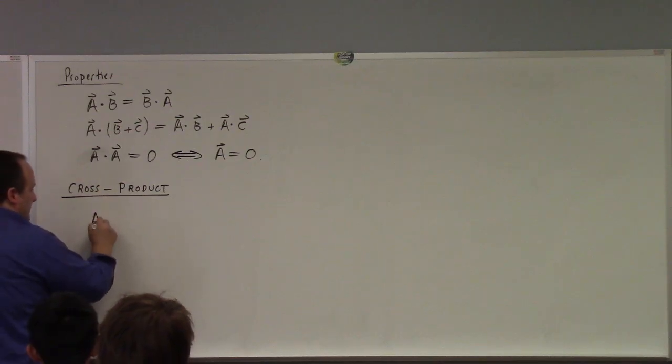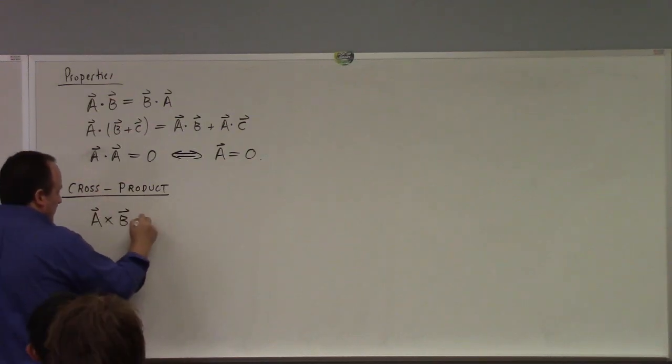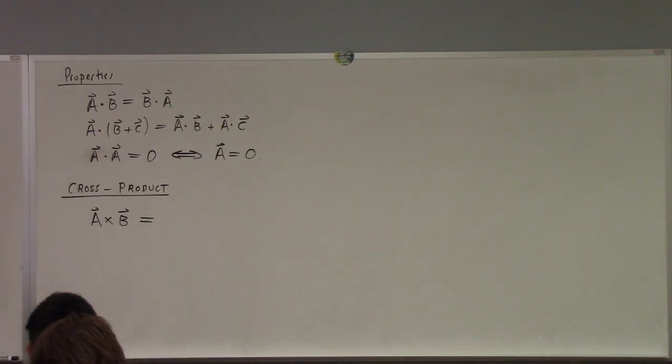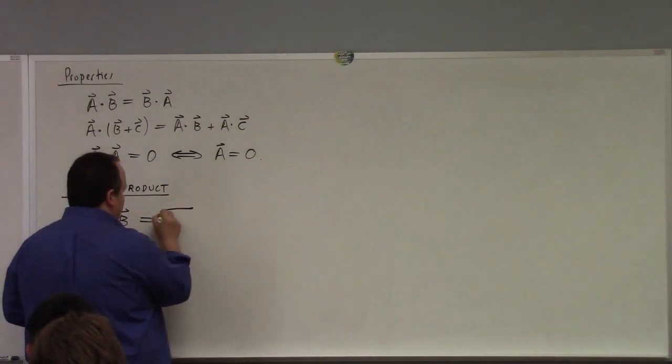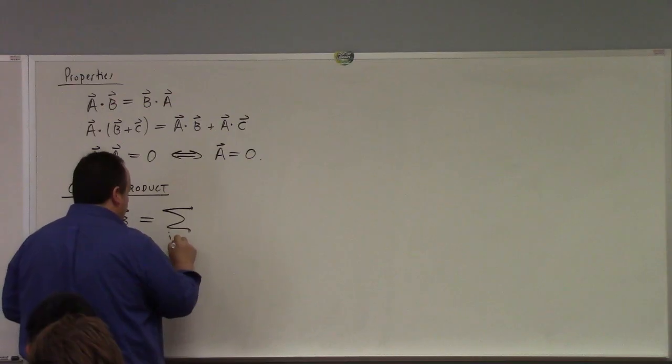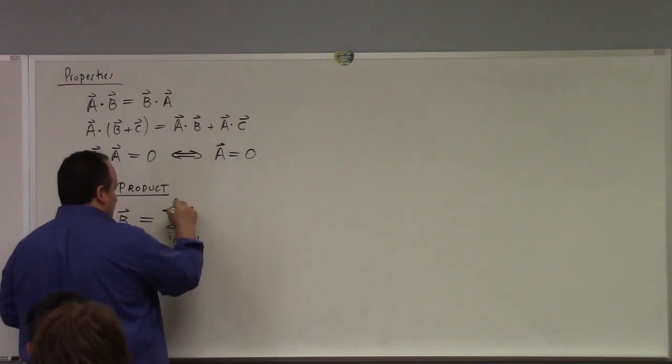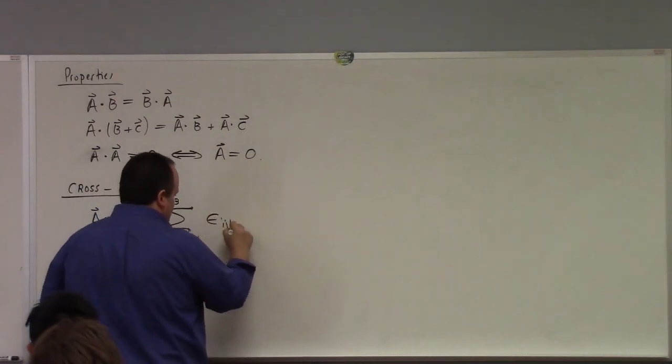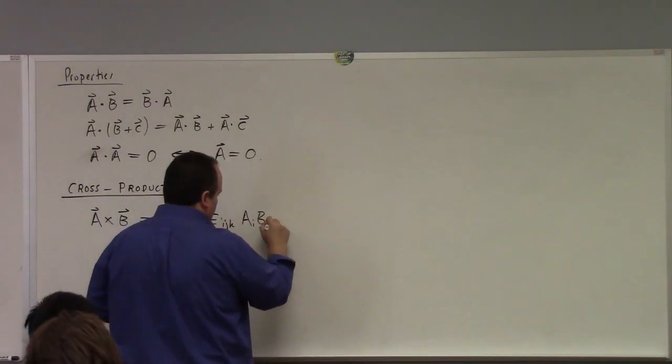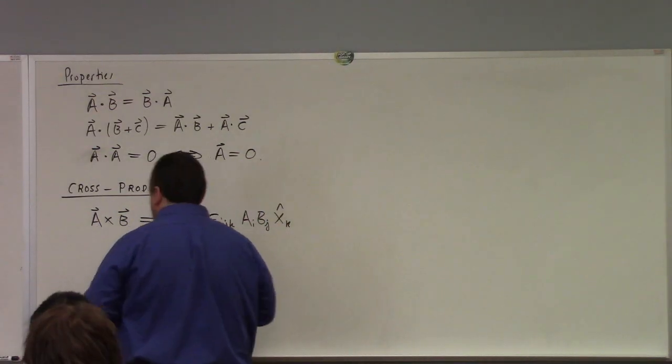So the cross product, here's something maybe you didn't see in Calculus 3. The cross product can be written as the sum over i, j, and k equals 1 to 3 of epsilon i, j, k, a sub i, b sub j, x hat sub k.